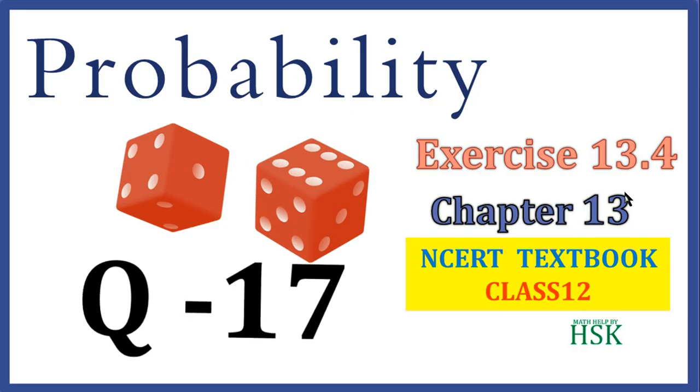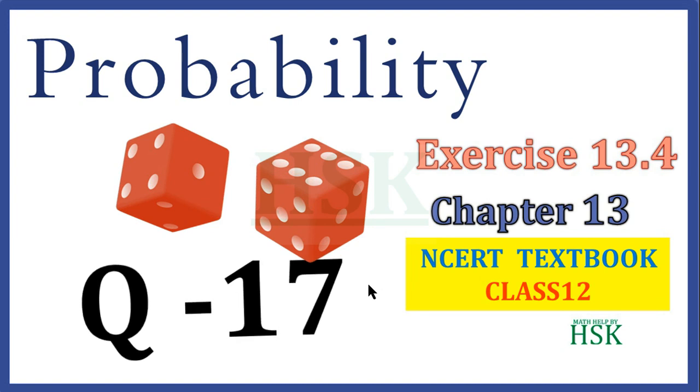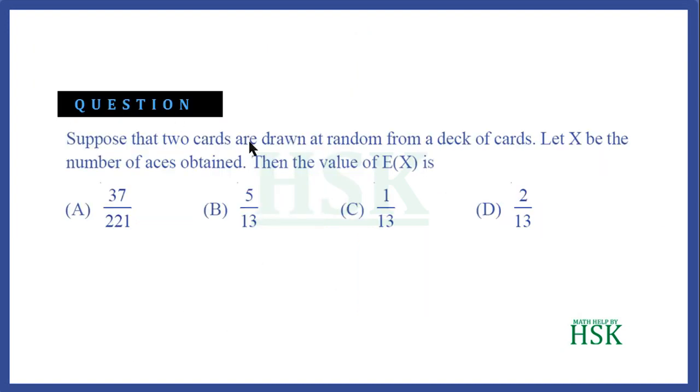This is question number 17 of exercise 13.4 from the chapter Probability. The question is: suppose two cards are drawn at random from a deck of cards. So we are drawing two cards randomly from a deck of cards. Let X be the number of aces obtained. So we have been given that X is a random variable representing the number of aces obtained.